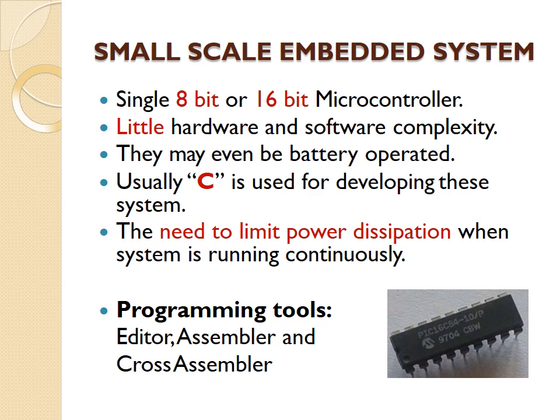The first one is small scale embedded system. It has 8 or 16-bit microcontrollers, so it has little hardware and software complexity. Usually by means of embedded C, we can develop this type of small scale embedded system. There is a need to limit the power dissipation when the system is running continuously. The programming tools needed to design this kind of system are an editor, assembler and cross assembler.